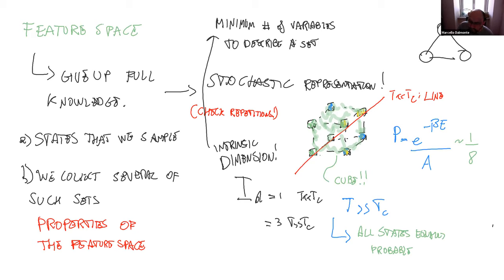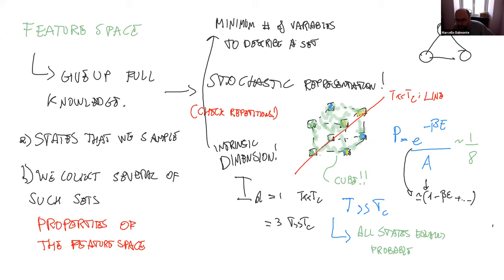For T much larger than TC, why do all configurations have the same probability? Well, mathematically they don't have exactly the same probability. But at very high temperature, you can expand this exponential. Very high temperature implies beta very small, so this will be approximately 1 minus beta E, plus and so on. You see that the leading order in this expansion is energy independent, which implies that the dominant contribution to the probability of the states will be the same for all states.